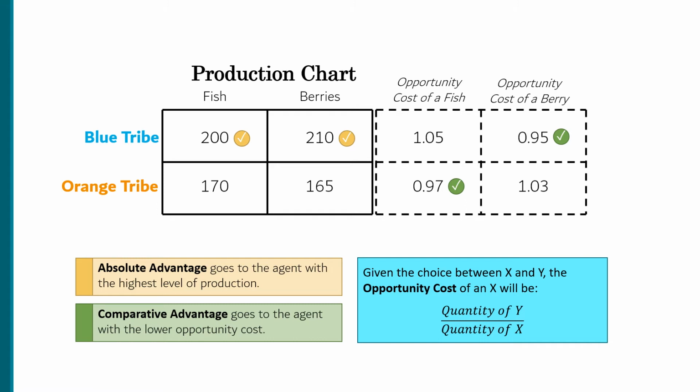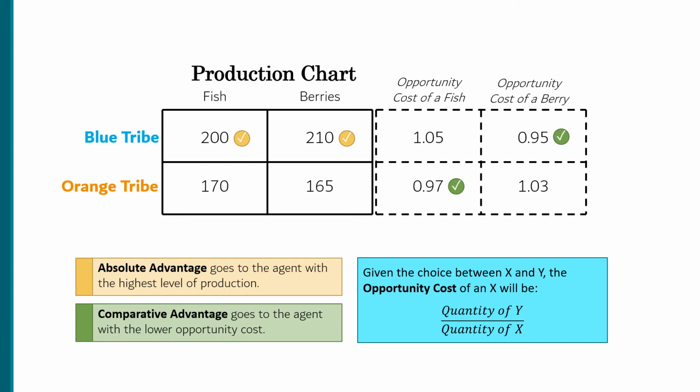Well, if Blue Tribe wants another fish, they could produce it themselves at the cost of 1.05 berries. Alternatively, let's say they go to Orange Tribe and offer one set of berries for one fish. Giving up only one set of berries instead of 1.05 for a fish is savings for the Blue Tribe. So if Orange Tribe accepts, they'll end up better off. But is it beneficial for Orange Tribe?